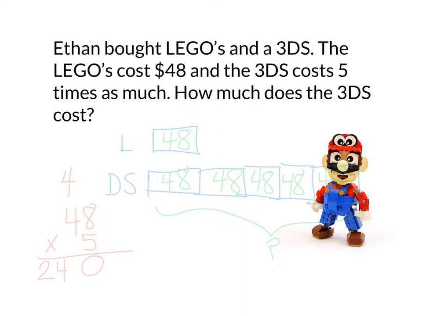No. What do I need to do next? You have to add the Legos. Are you sure? This just says how much does the DS cost. Am I done? No. What do I need to do? You have to write a sentence. All right. So what's my sentence supposed to say? The 3DS costs $240.